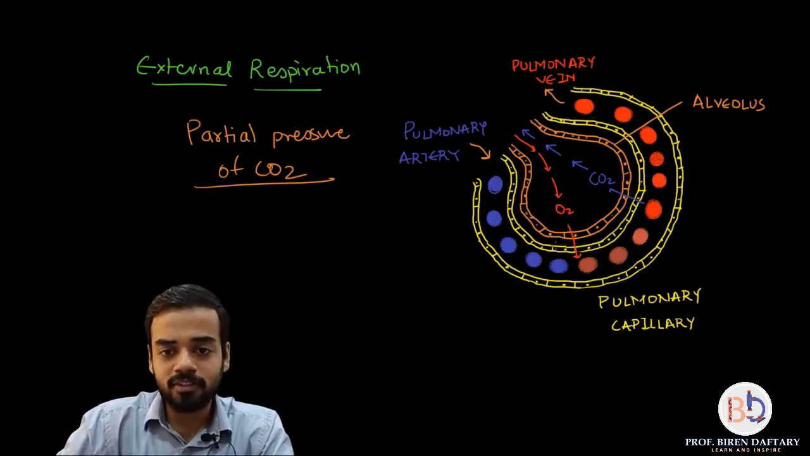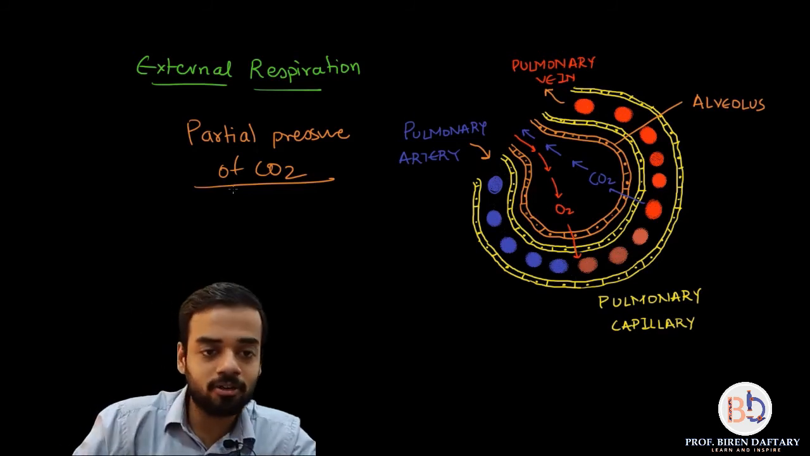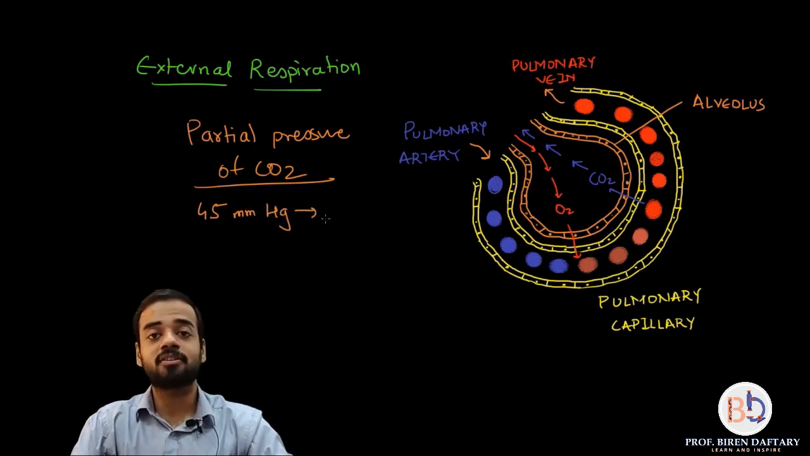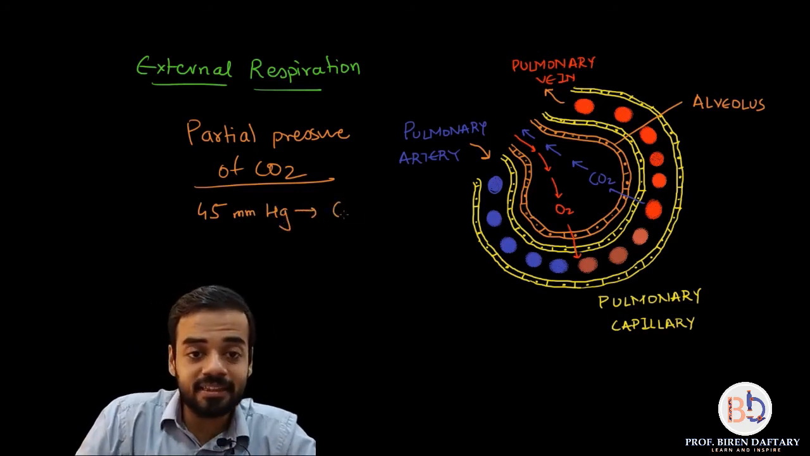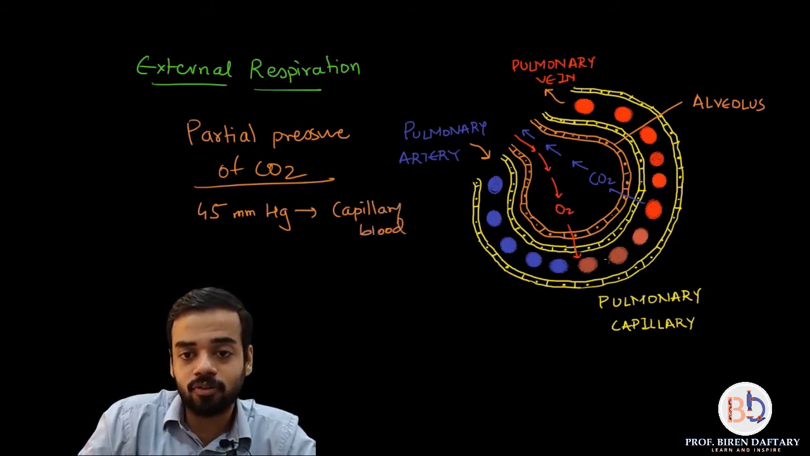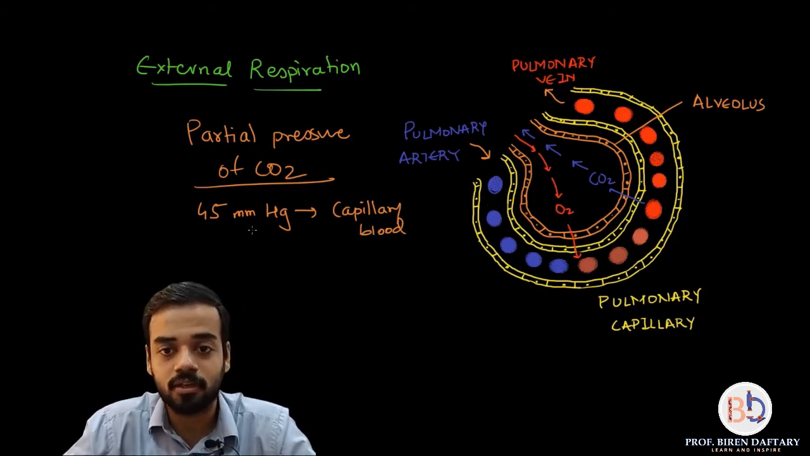So this blood which is flowing has a partial pressure of carbon dioxide of about 45 millimeters of mercury. This is the partial pressure of carbon dioxide in the capillary blood. Capillary blood is the blood which is flowing over here. So this blood is having carbon dioxide with this partial pressure.